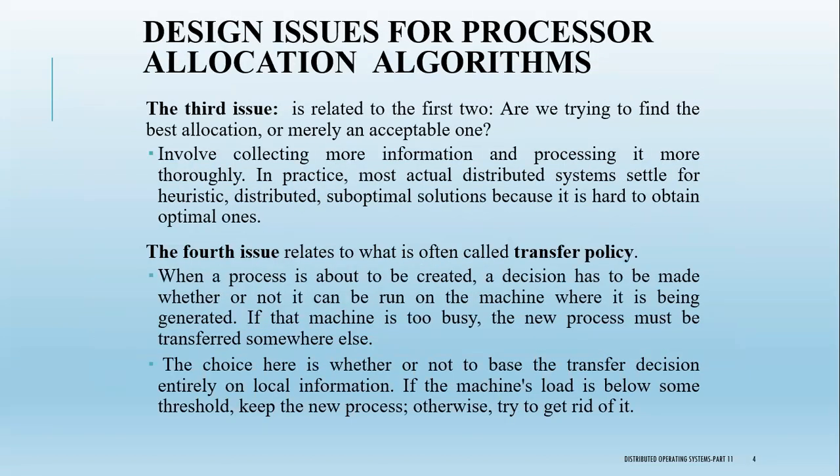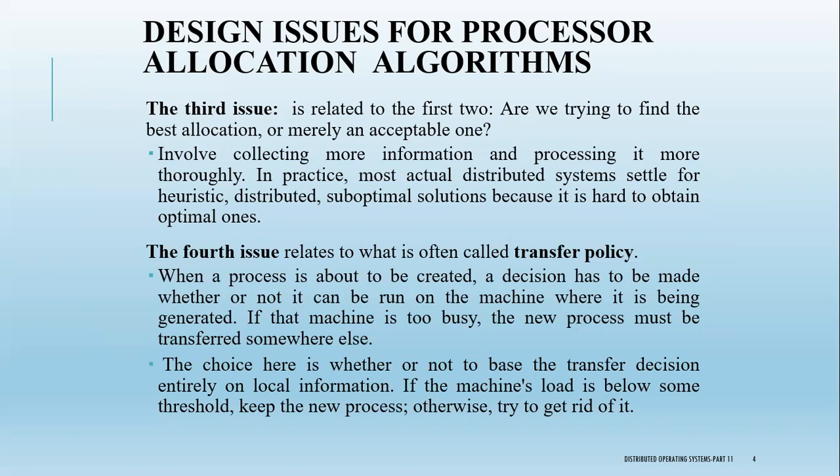The third issue is related to the first two. Are we trying to find the best allocation or merely an acceptable one? It involves collecting more information and processing it more thoroughly. In practice, most actual distributed systems settle for a heuristic, distributed, suboptimal solution because it is hard to attain an optimal one.